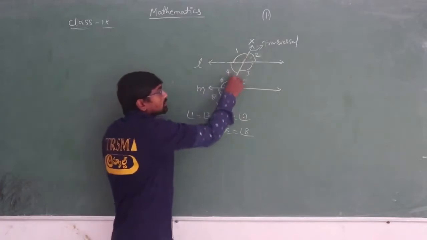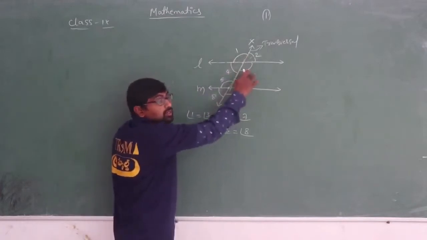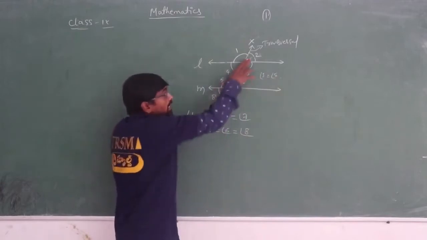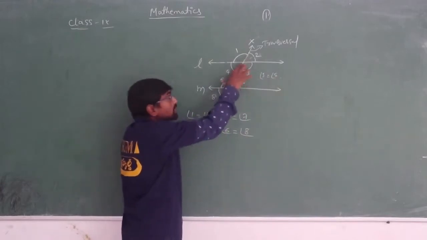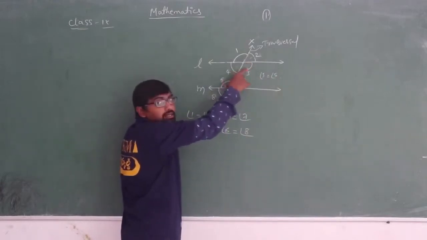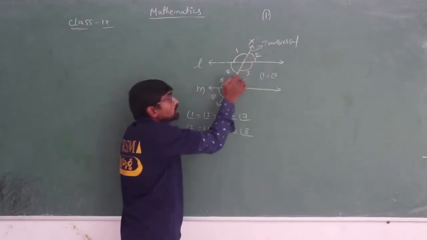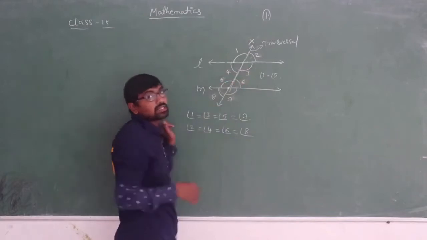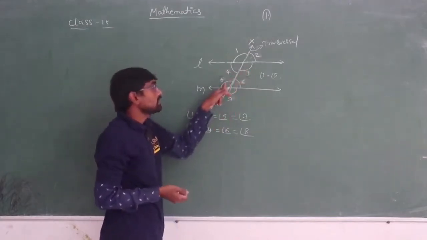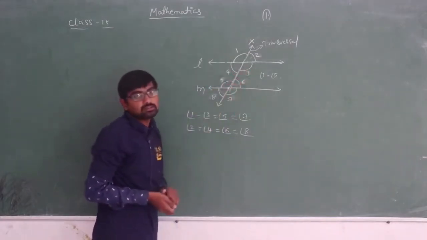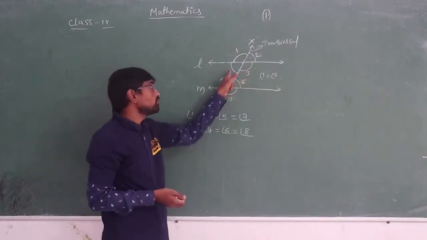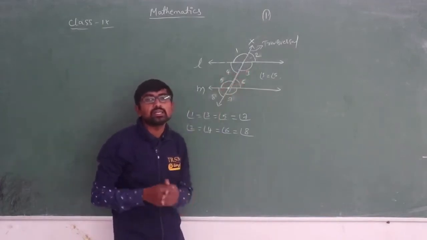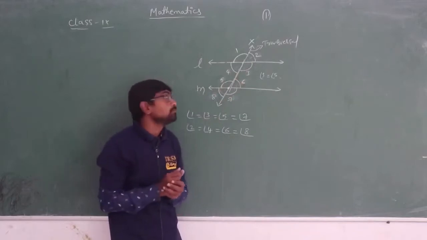This is one line, these both are equal. So angle 3 equals angle 5. Why? They are lying on the interior, inner side, and they are alternate to each other, isn't it? So these are alternate interior angles. Angle 3, angle 5, angle 4, angle 6. 3 is equal to 5, 4 is equal to 6. Why? Because alternate interior angles are equal.